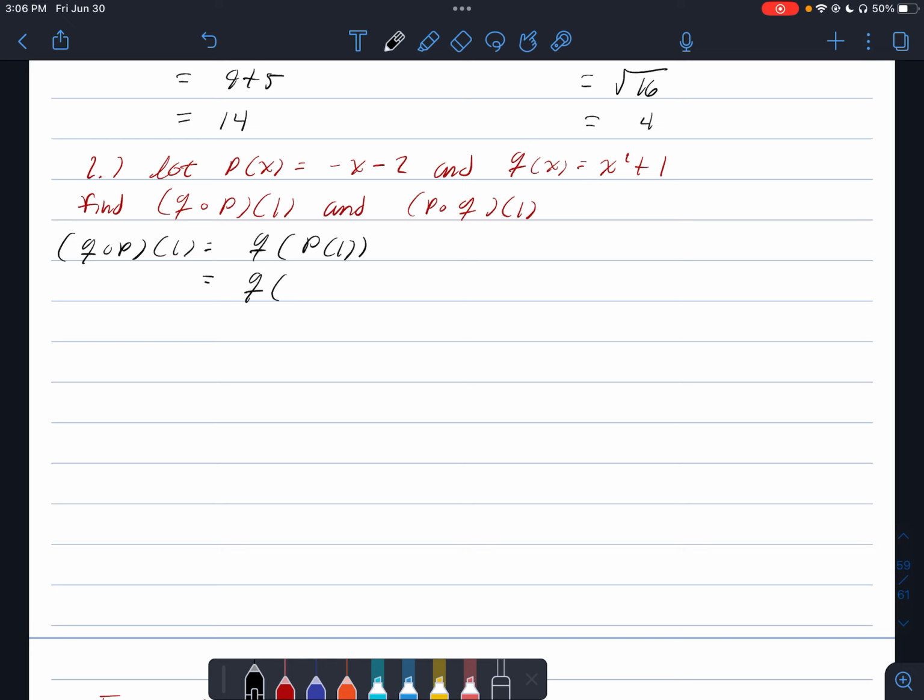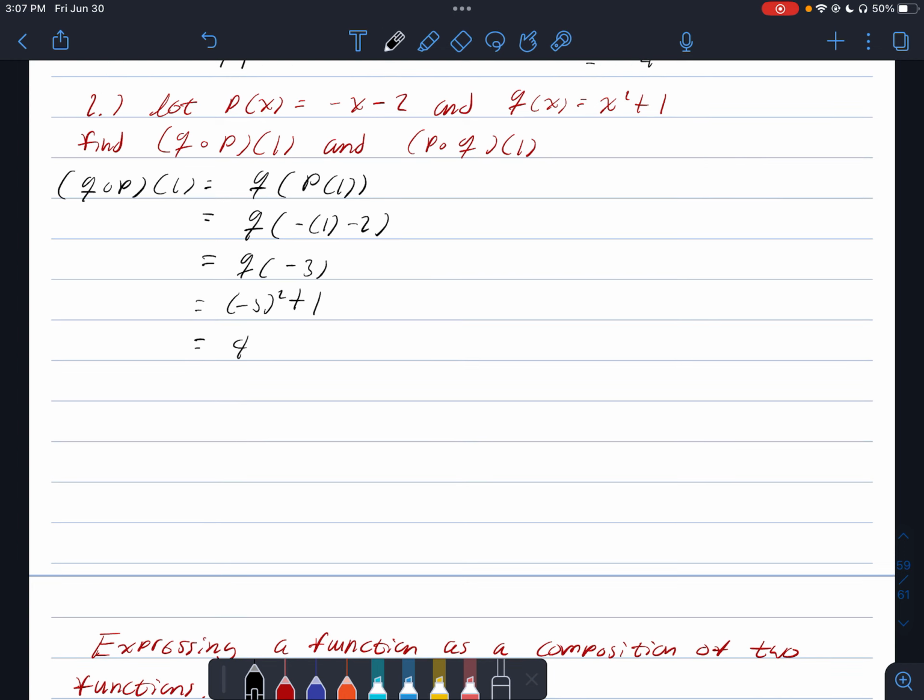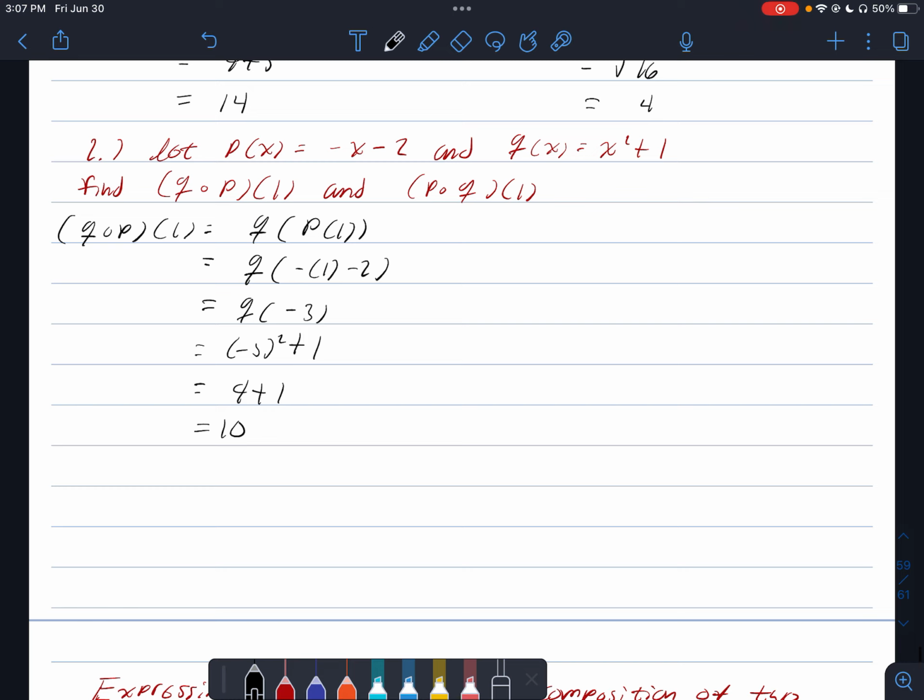p of 1 is going to be negative 1 minus 2, which is just negative 3. And q of negative 3 is going to be negative 3 squared plus 1, or just 9 plus 1, which is 10.